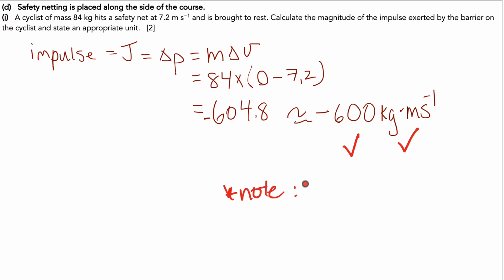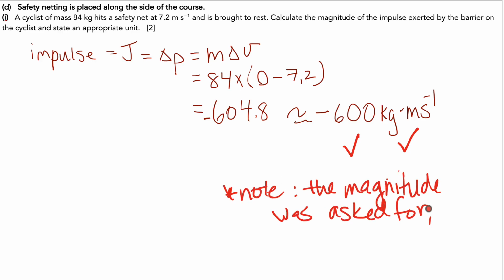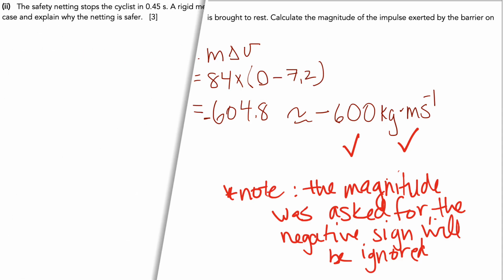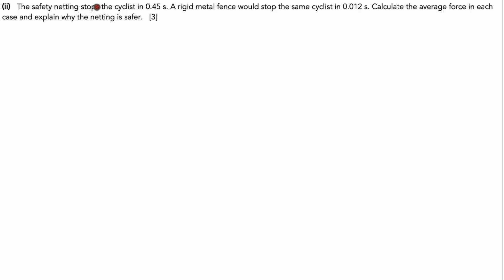Now, one thing to note is since magnitude was asked for, that negative sign will be ignored. So this would be a chance if you forgot to write down by accident, or you had these ones in the opposite direction, it really wouldn't matter. So now we've got two things. We had the safety netting, which would stop it in 0.45 seconds, or if there had been a rigid metal fence there, would have stopped them in 0.012, much faster. Calculate the average force in each case and explain why the netting is safer.